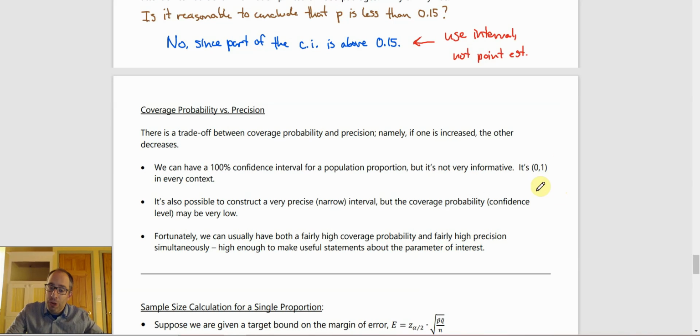And if you wanted a really precise interval, you could have one. But that means that your confidence level might have to be really low. Like you might have to go down to like 80% or 60%. And then you go like, well, is that worth it if you're 60% confident? That seems kind of low compared to like 95, right? And it's usually considered not to be worth it.